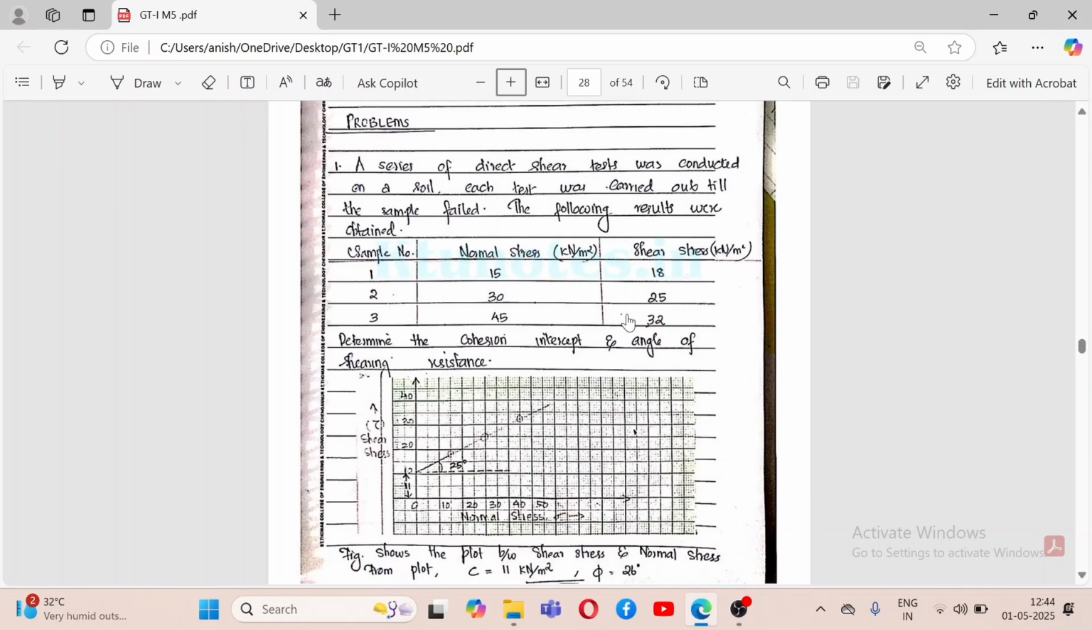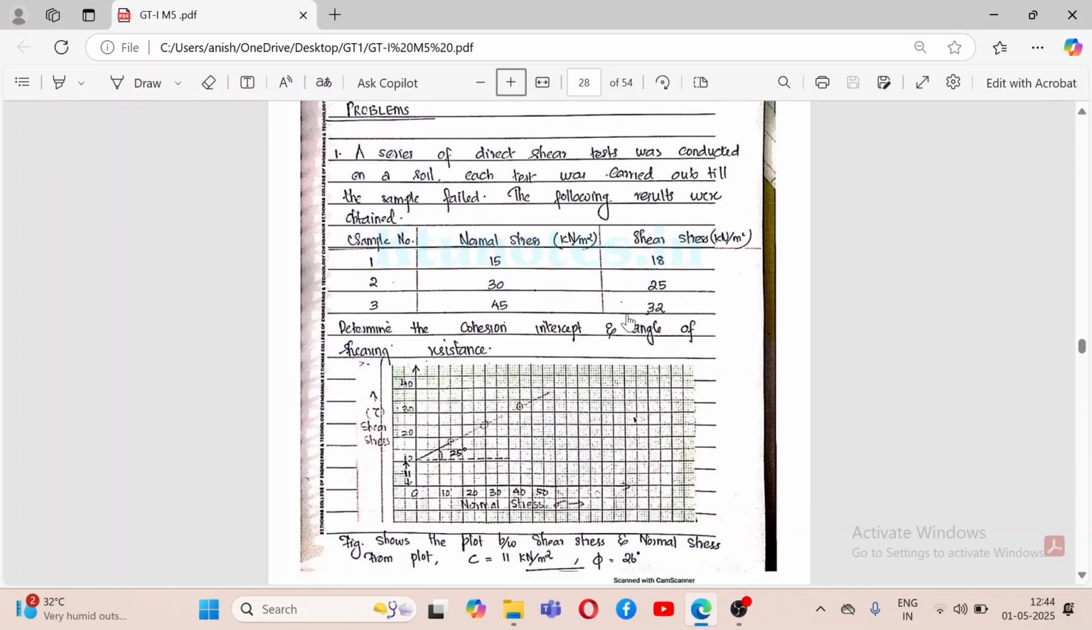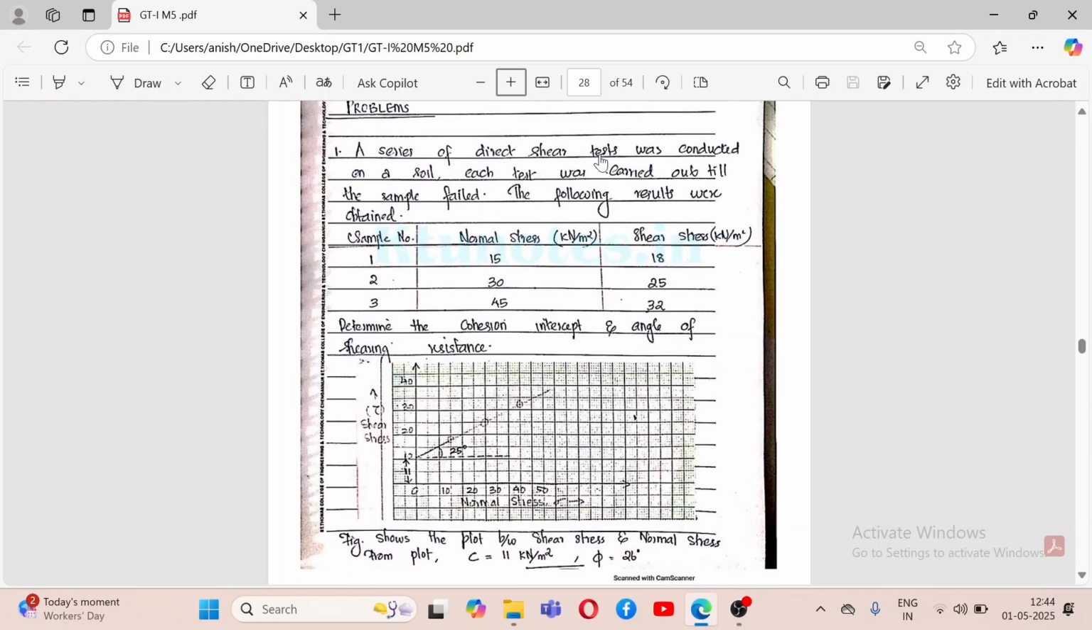We'll solve some problems of Mohr Circle. A series of direct shear tests was conducted on a soil. Each test was carried out till the sample failed. The following results were obtained: samples 1, 2, 3, with corresponding normal stresses and shear stresses given here. Determine the cohesion intercept and angle of shearing resistance.